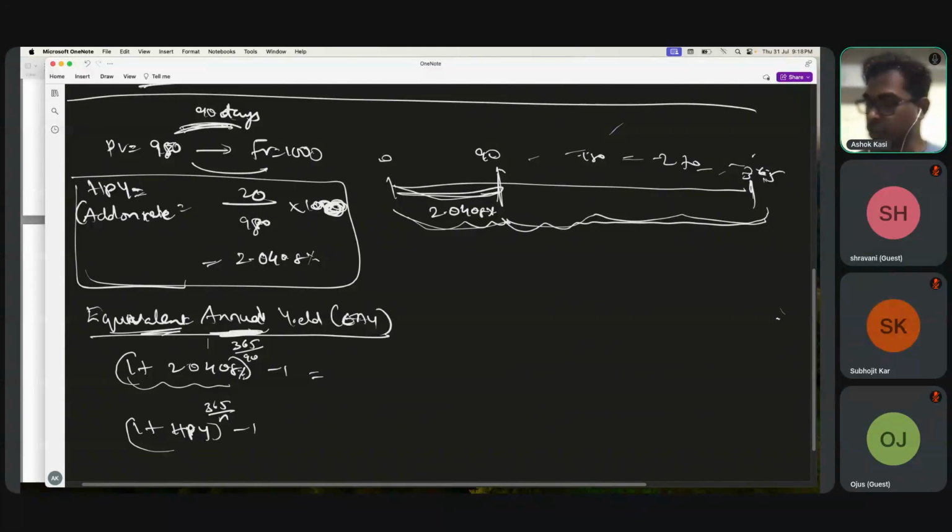This is a percentage. So what is happening here? The answer for 365 by 90 is a little over 4. So this return is growing more than 4 times, and then I will minus 1 and multiply by 100 to get the equivalent annual yield. Try, check.